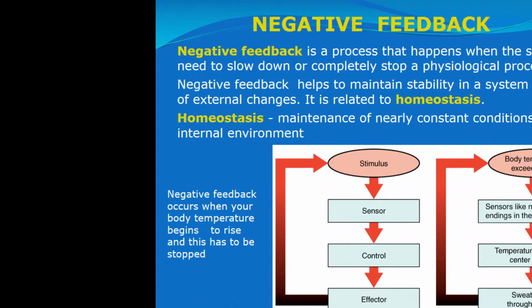This picture shows negative feedback. Negative feedback is a process that happens when the system needs to slow down or completely stop a physiological process. Negative feedback helps to maintain stability in a system in spite of external changes. It is related to homeostasis. Homeostasis is the maintenance of nearly constant conditions in the internal environment. Negative feedback occurs when your body temperature begins to rise, and this has to be stopped.